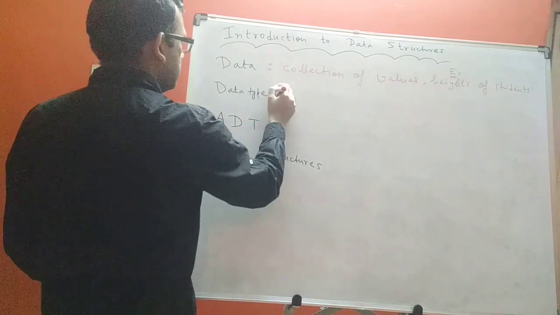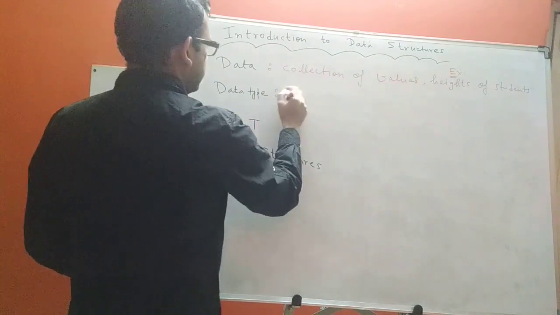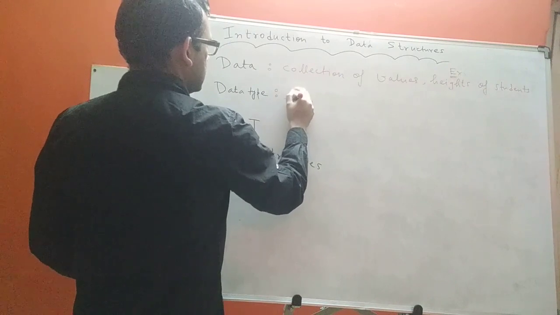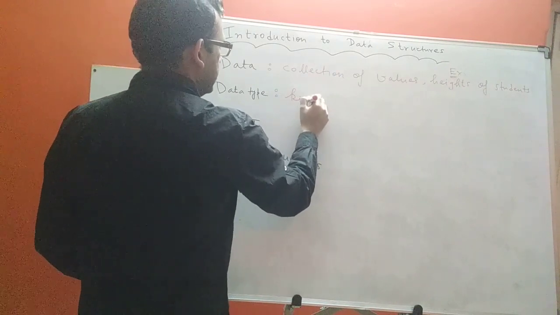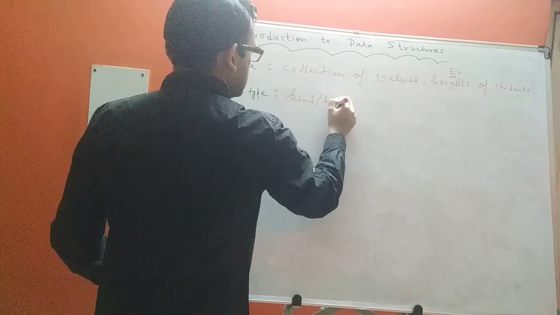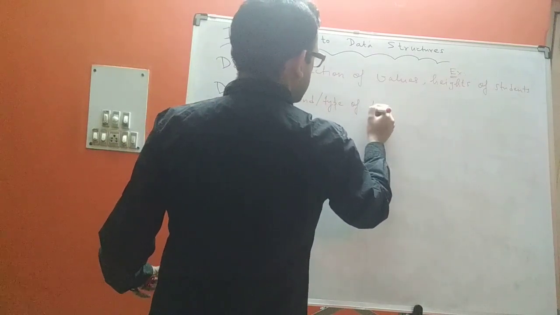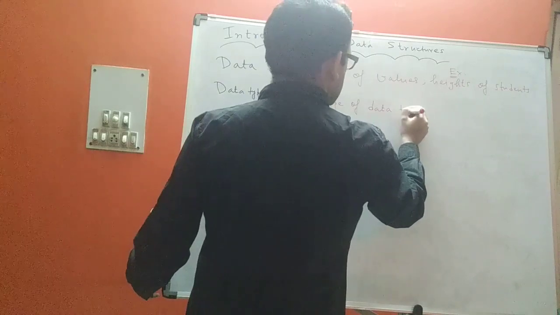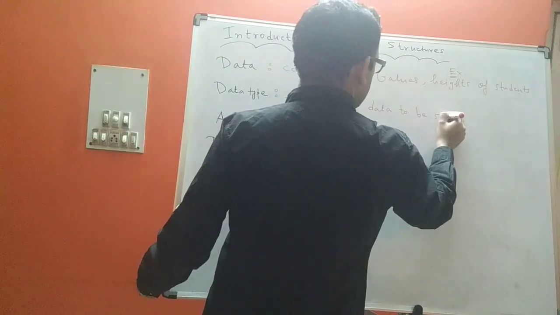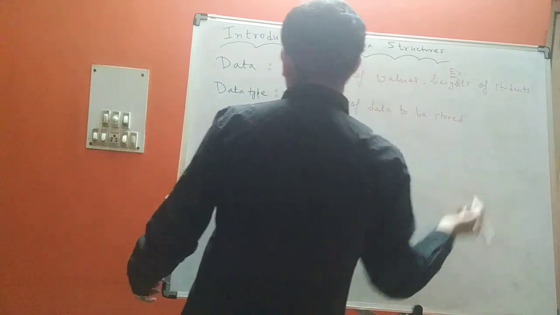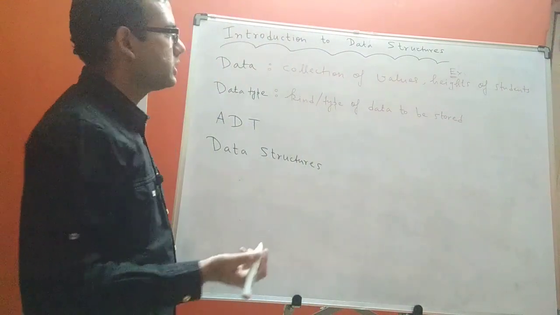Now what about data type? Data type refers to the kind or type of data. It refers to the type of data to be stored.